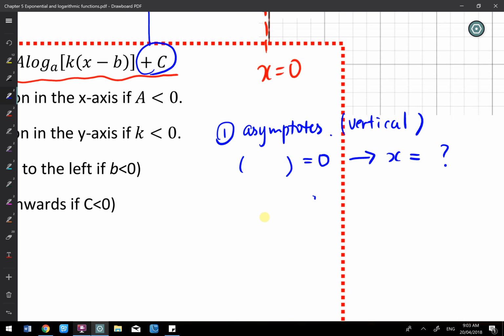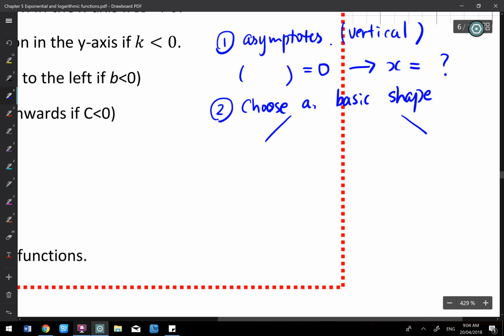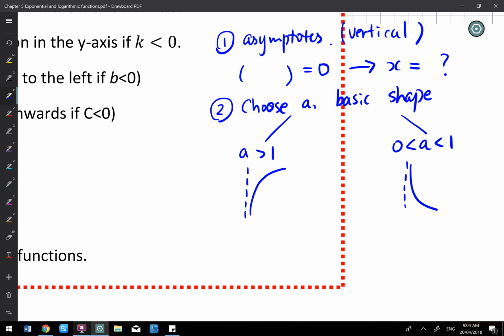That's the first thing. Second one is really similar to exponential now. Choose a base shape. You have two basic shapes. One is the base greater than 1, and one is the base in between 0 and 1. Still increasing or decreasing. When it's greater than 1, it is an increasing graph on the right hand side of the asymptote. When it's in between 0 and 1, it's still on the right hand side, but it's a decreasing graph. You see the base and you select.